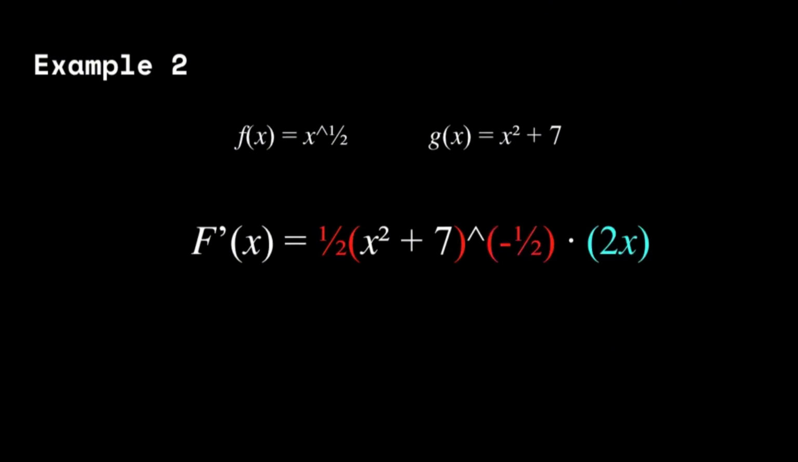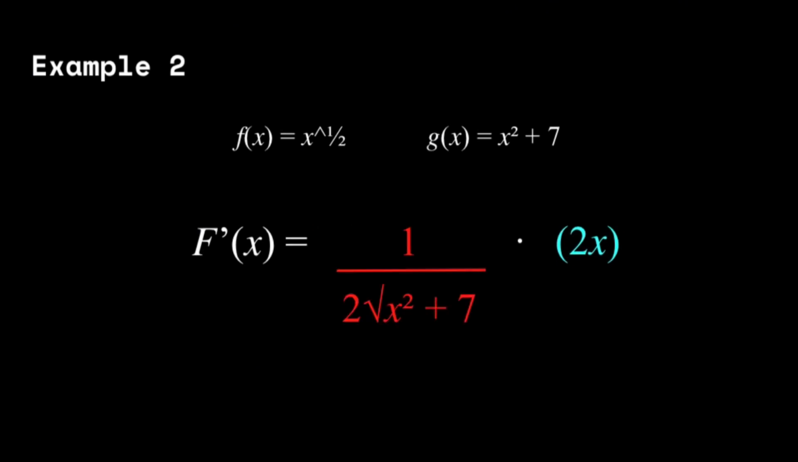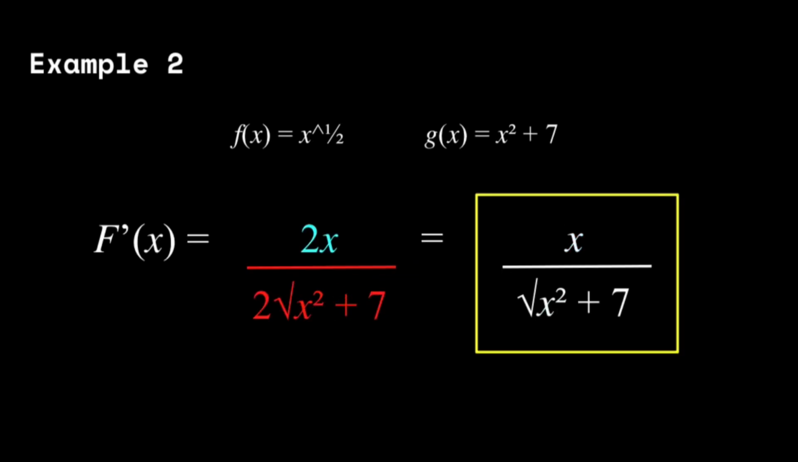Then we can multiply it by the derivative of the inside function, which leaves us with 2x. And since the derivative of our outside function is to the power of negative 1/2, we can simplify our answer further by bringing this down to the denominator and then multiplying our inside function into the numerator, and then eliminate the 2 and get our final answer.